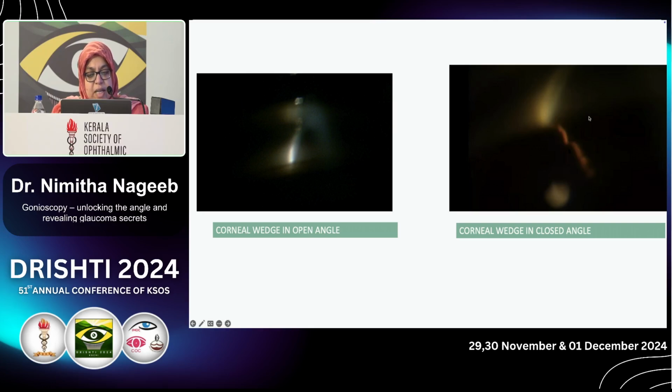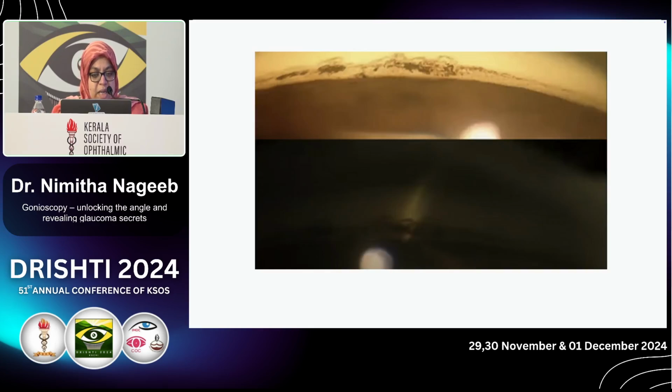And here you can see a double hump pattern, that is indicative of a plateau iris. So in this gonioscope picture, you feel that these angles are actually closed. But when you make a thin slit and identify the Schwalbe's line, actually the angles are open.